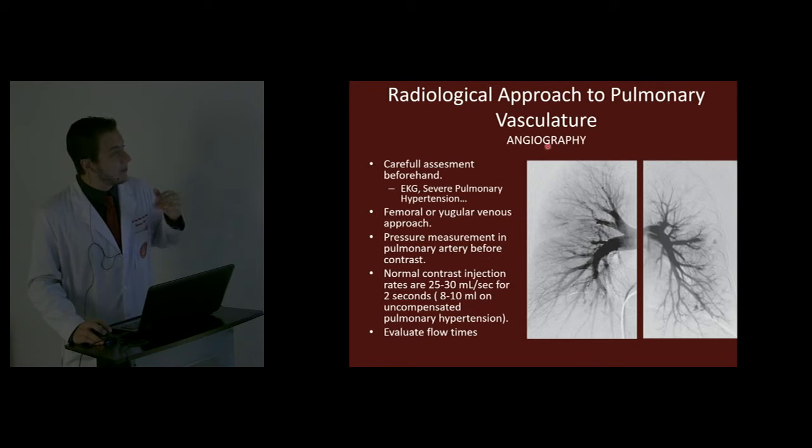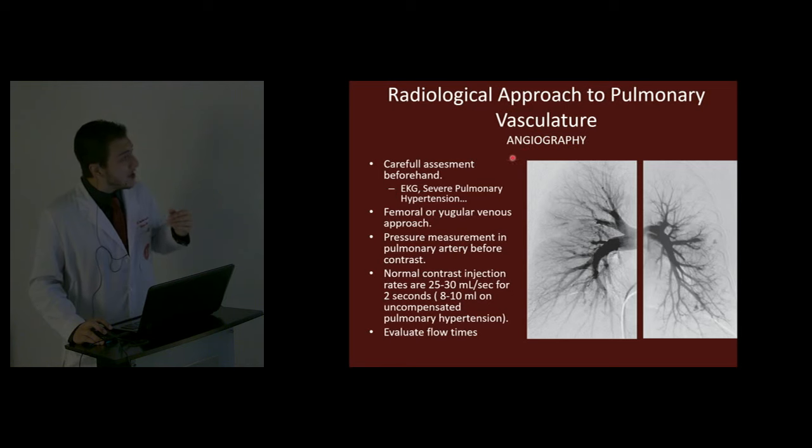Angiography is still a gold standard for some pathologies and some of the evaluation of vascular anatomy. Angiography has some special indications. You have to get a careful assessment beforehand, especially with an electrocardiogram, because there can be a transient right bundle branch block, heart block, when you do the angiography. And if the patient already has a left bundle branch block, you can end up with a complete heart block. So it's always important to check this before making an angiography.